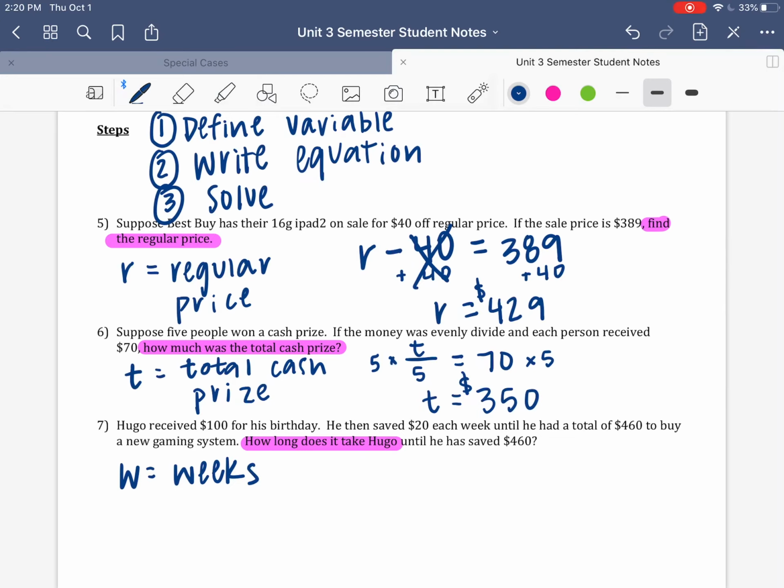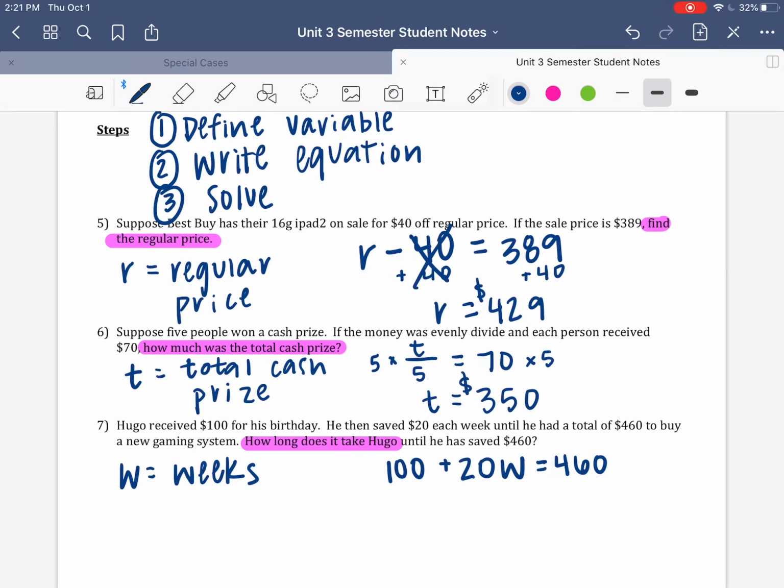And now we write our equation, step 2. So it says he got $100 for his birthday. So he has 100. And then he saves $20 each week. So for every week that passes, he saves another $20. And I represent that with a 20W. So same idea as slope when we did linear equations, something happening repetitively. And he's going to end up with a total of $460.